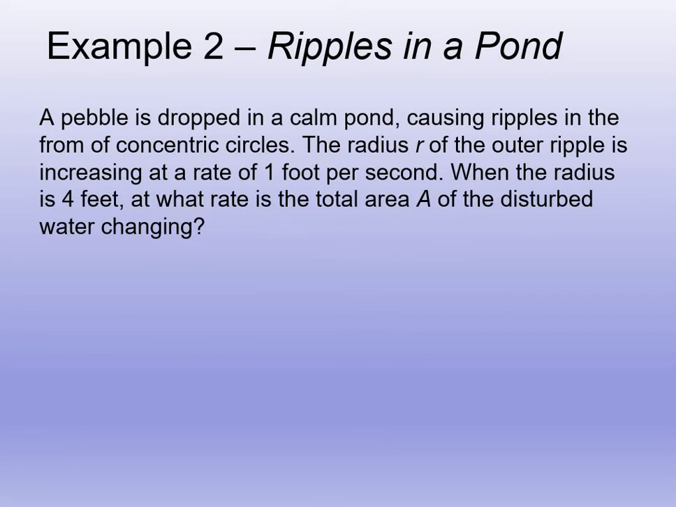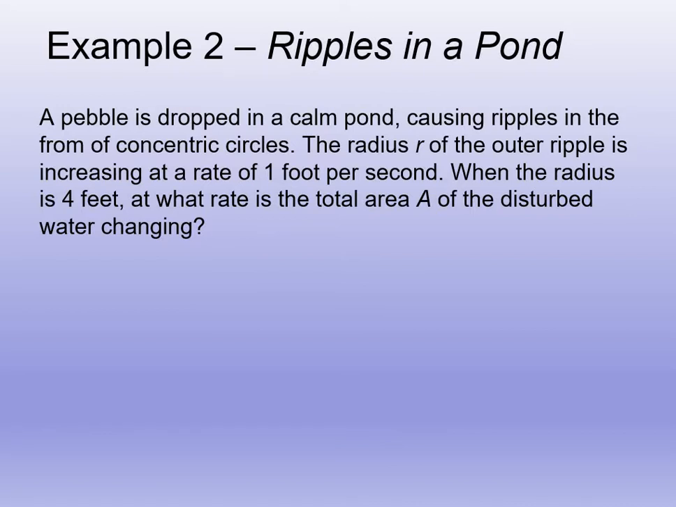All right, so let's talk about ripples in a pond. Very common related rate problem here. We have a pebble that's dropped into a calm pond, causing ripples in the form of concentric circles. Remember, concentric circles are circles inside of circles inside of circles. Imagine yourself throwing a pebble out into the pond and watching the circles ripple towards the shore.